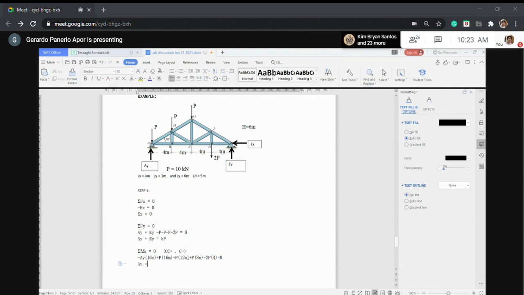So you can solve EY there. EY equals the sum of all of them. So we have 16P plus 12 plus 8 minus 8, 28 divided by 16. So we have 1.75 P, or that is equal to 17.5 kilonewton.